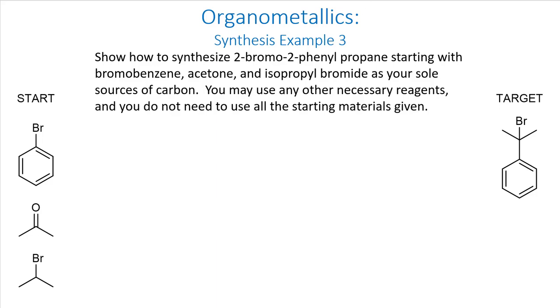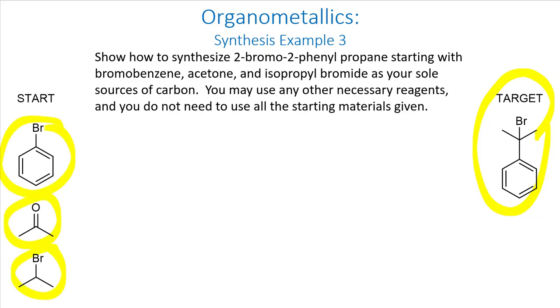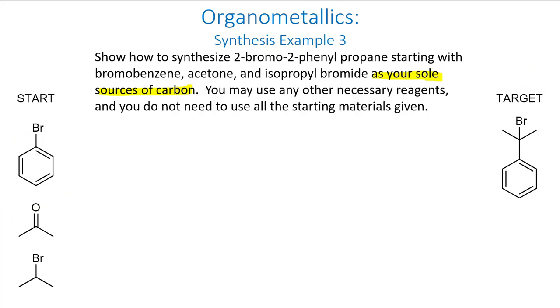Here's an example of a synthesis problem where we're given a target compound and an array of starting materials where we actually don't need to use all three starting materials. We do need those three materials to be our sole sources of carbon in the product, but we just don't need to use all three of them. Pause the video here if you'd like to and see what you can do.